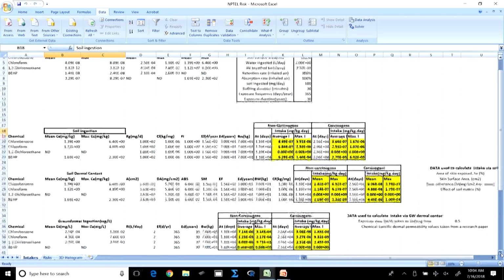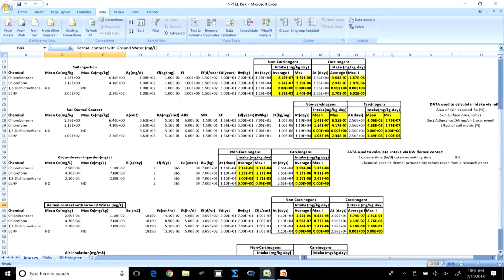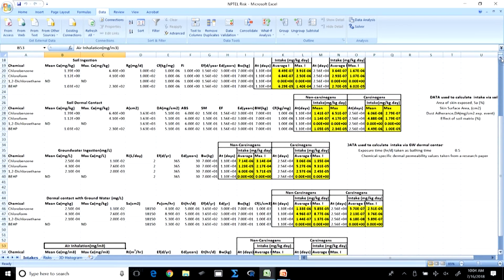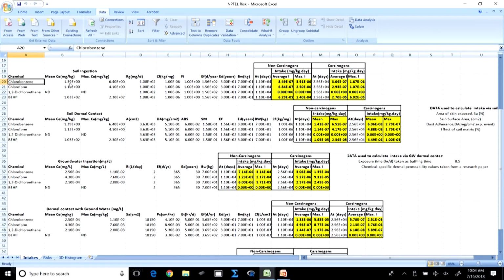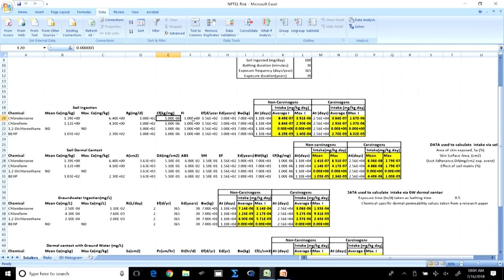So going through that, chemical, and here we are going to look at different pathways. What are some of these pathways? Let's look at them. So soil ingestion, and soil dermal contact. Groundwater ingestion, and also dermal contact with groundwater, and I believe I have air inhalation out here. So we are looking at 1, 2, 3, 4 and 5 pathways here. So let's look at some of the aspects here. For each chemical, we have the mean and maximum value, the rate of ingestion, and exposure concentration, is it? Not really. This is the conversion factor, and the next one is the fraction of ingested soil from the contaminated soil. Exposure frequency, exposure duration, body weight, averaging time and such.